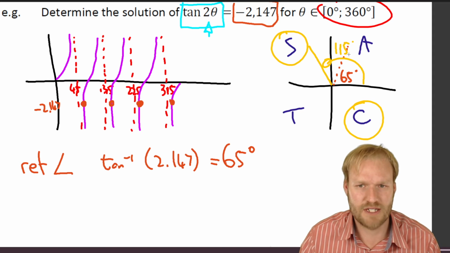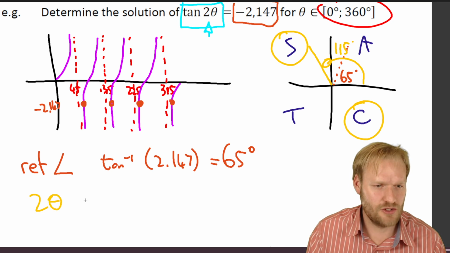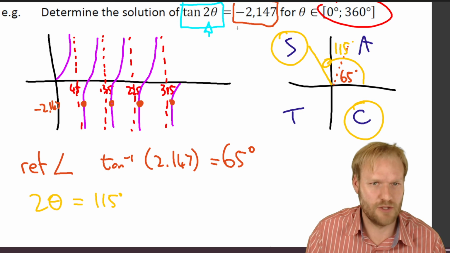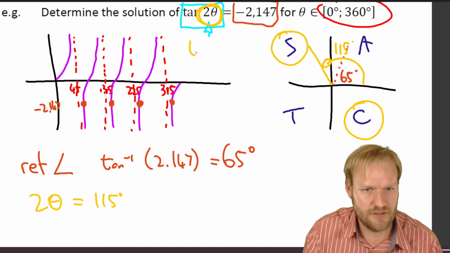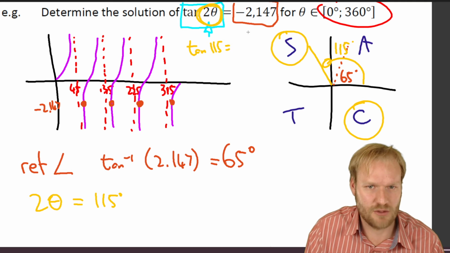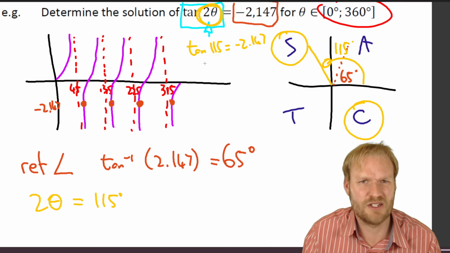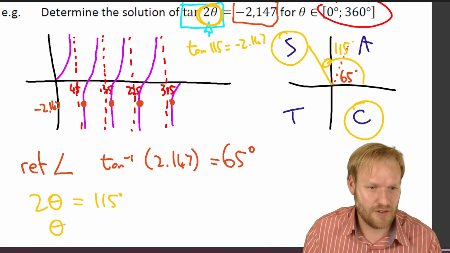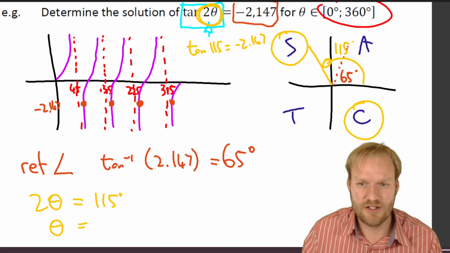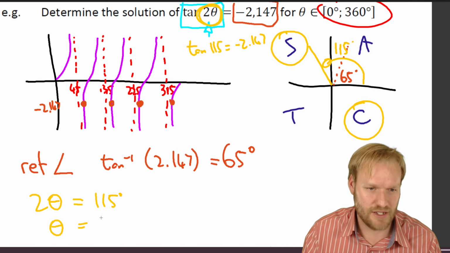So 115 looks like it would be one solution. But remember, that would be a solution for 2 theta equals 115, because that's 2 theta over there. So tan of 115 equals minus 2.147, which means theta must be 115 over 2, because you must have divided that by 2. So according to this thinking, theta equals 115 divided by 2, and so we get our answer of 57.5.